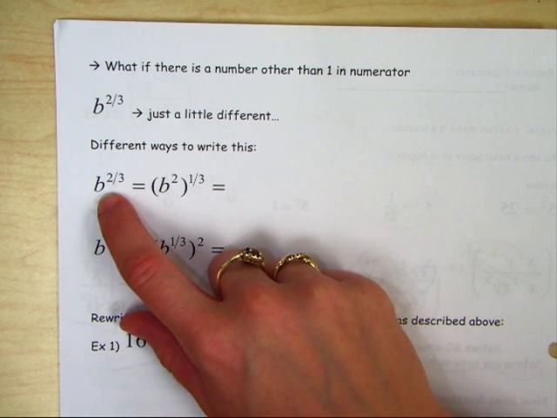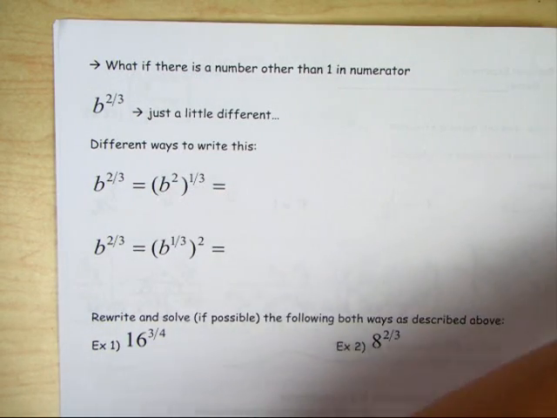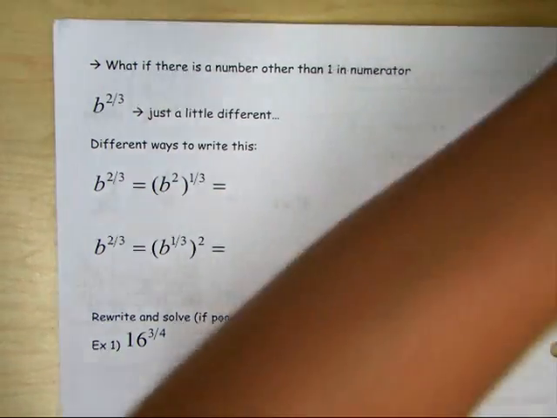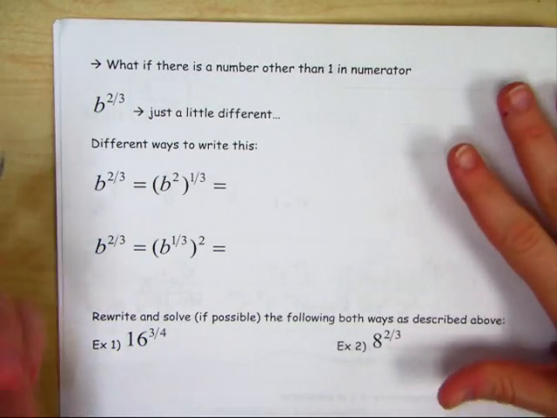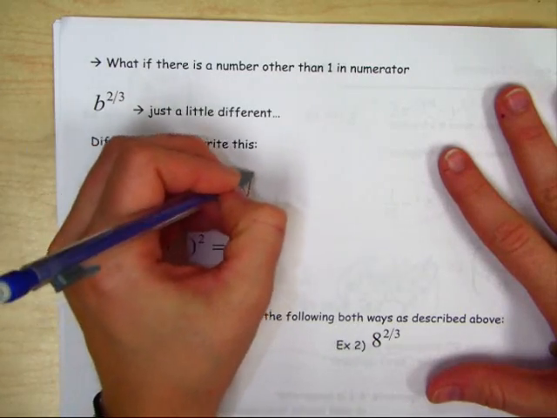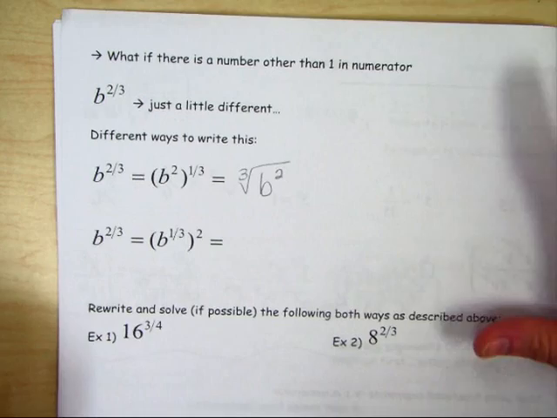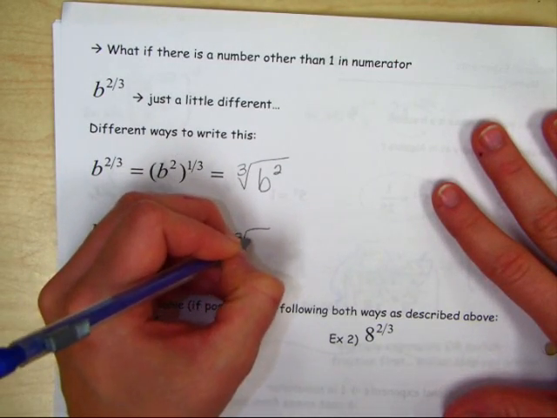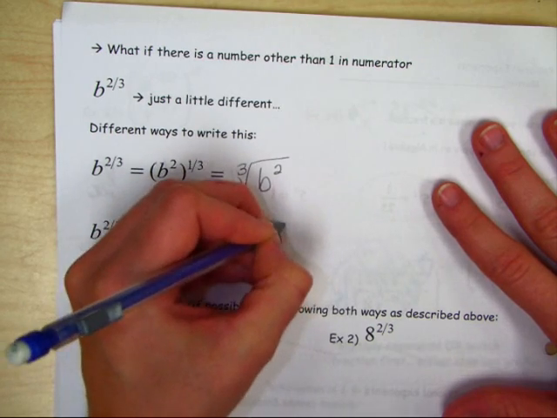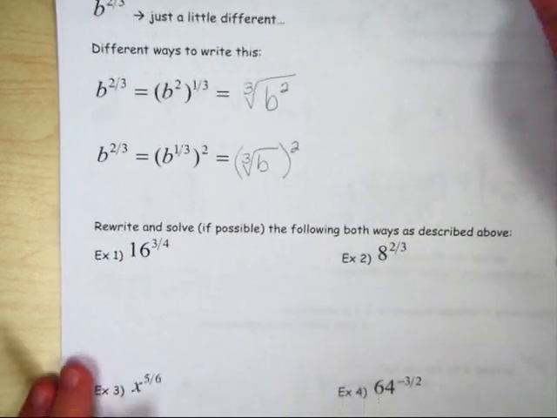You may take b to the 2/3 and make it b squared to the 1/3 power. Now what would that turn it into? Well, we know the root is going to be the cube, so we could say that that's going to turn it into the cube root of b squared. Or we could write it like this. It's the cube root of b, all of that squared. Either one is acceptable. Let's look at example 1.